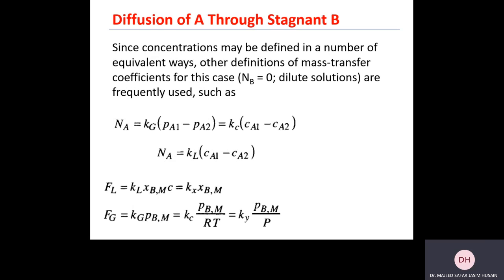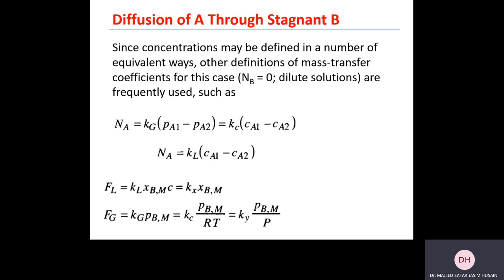Since concentration may be defined in a number of equivalent ways, there are other definitions of mass transfer coefficients too, and we can use them for this case. For example, the mass transfer flux NA is equal to kg multiplied by (PA1 minus PA2), because our driving force is the change in partial pressure. So partial pressure PA1 minus PA2 multiplied by the mass transfer coefficient, small kg.